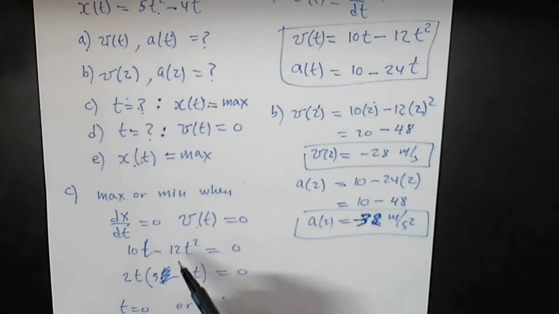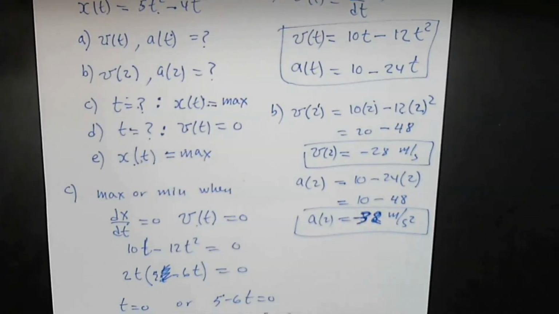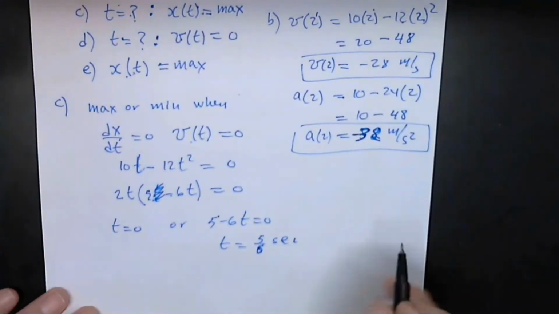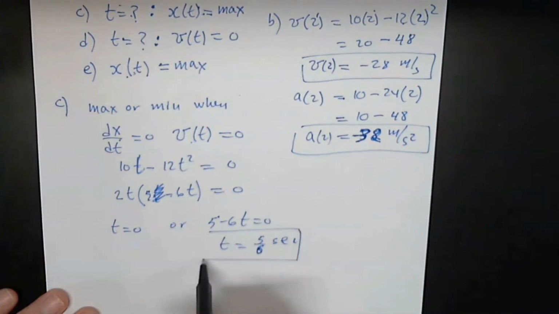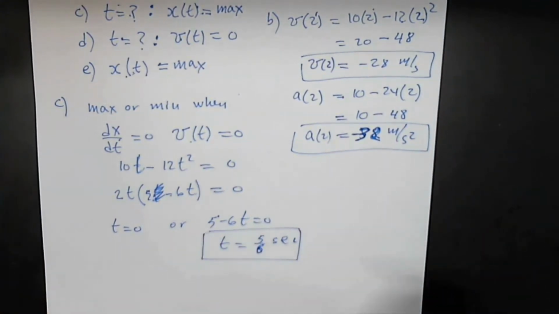If you take t as a common factor, it is 5 minus 6t, or 5 minus 6t equals 0. And t is 5 over 6 seconds. Now this is the one that looks reasonable.